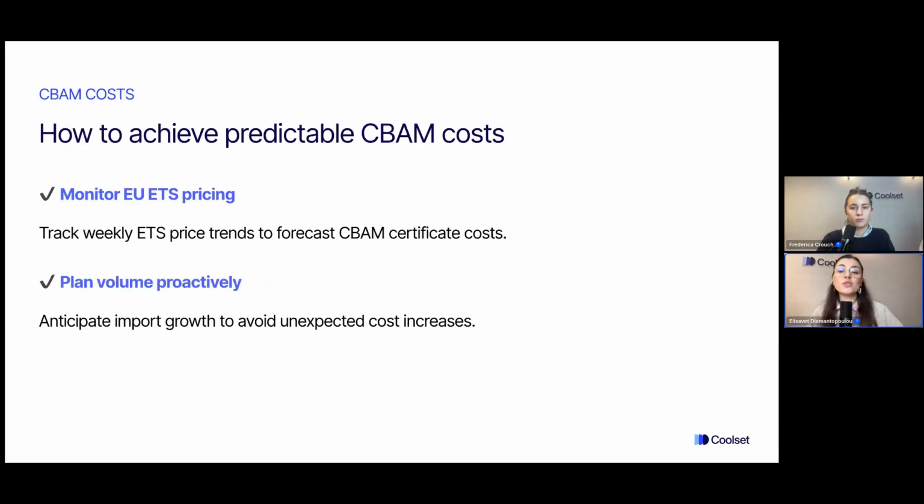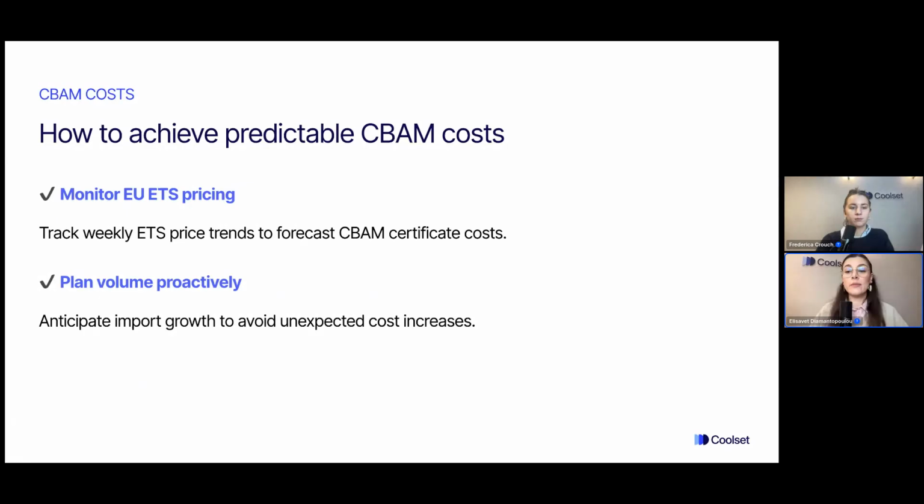And then there are two strategic levers that you can build into your planning. One is to actively monitor the price of the ETS. By tracking the price, you're understanding the peaks, the lows, you understand when is the right time for you to purchase and how this will look even if you purchase in the future. And similarly, plan your volumes proactively according to your costs as well.